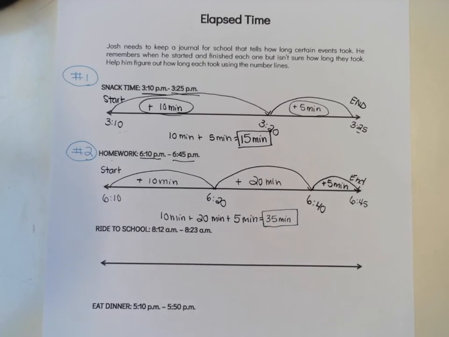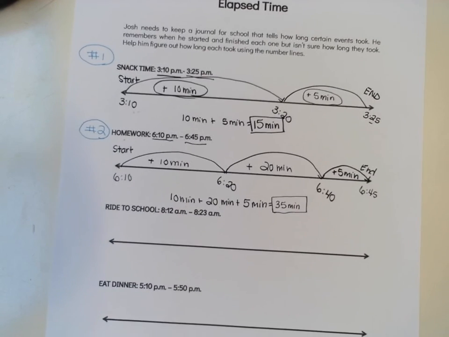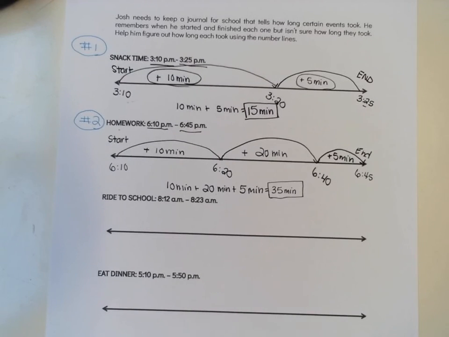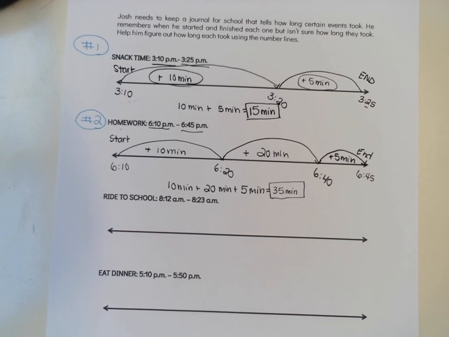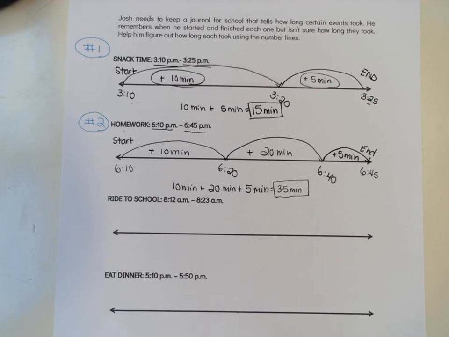There you go. That is how you solve elapsed time problems. If you have any more questions or you forget a step, make sure to rewind this video and watch it again, or reach out to your teacher for more help. And good luck solving the last 2 problems. Your job now is to figure out how long it took for Josh to ride to school and to eat his dinner. Okay, I believe in you guys. You guys know what you're doing. You are smart and capable. Go for it. Good luck.